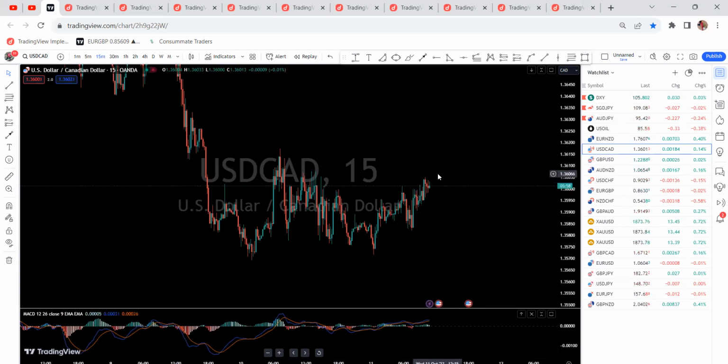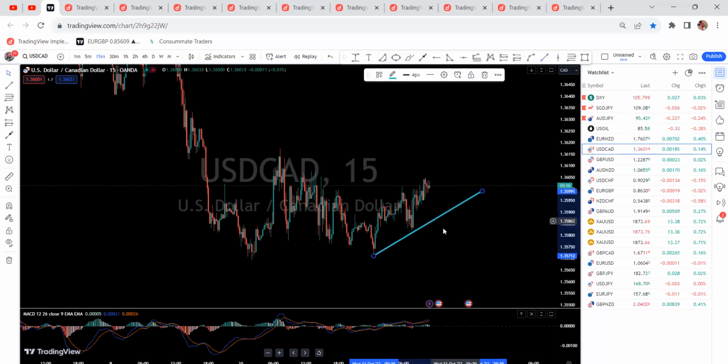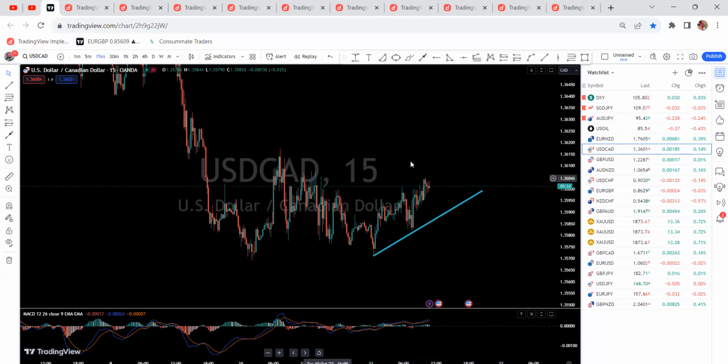It's not done yet with this corrective structure, so I'm not going to sell right now. Even if I want to, I still need to wait for this line breakout before I start selling. Or I still believe that it needs to push more up to create a nice structure before going down. That is for USD CAD. Okay, so the bias is down after this corrective structure, and the down is coming.